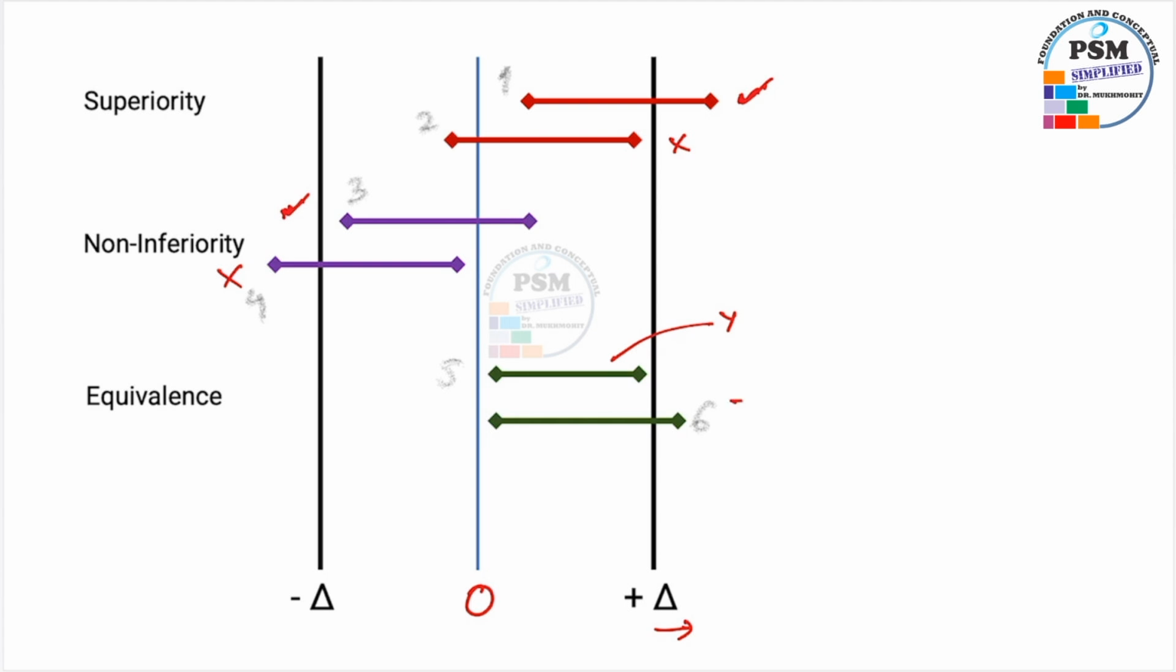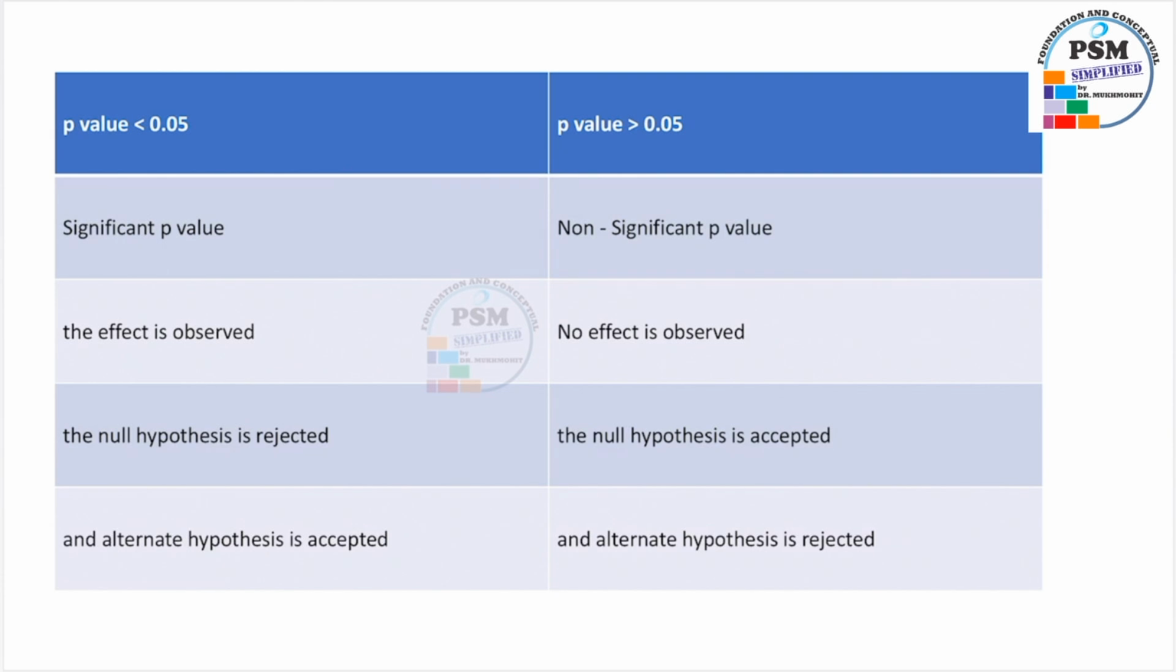And the other one, the 6th number trial, does not show equivalency because it shows superiority, right? The 6th number trial would show superiority. So in the diagram, which trials would show superiority? The 6 number and the 1 number show superiority. The 3 number shows non-inferiority, and 4 number is definitely an inferior trial. So that's how you analyze these superiority, non-inferiority, and equivalence trials.